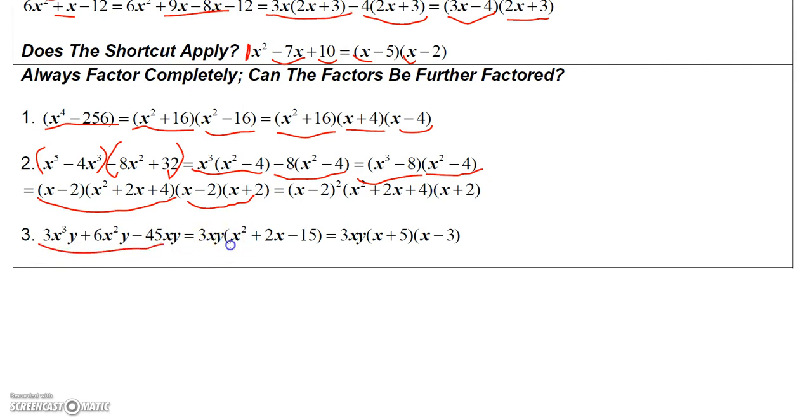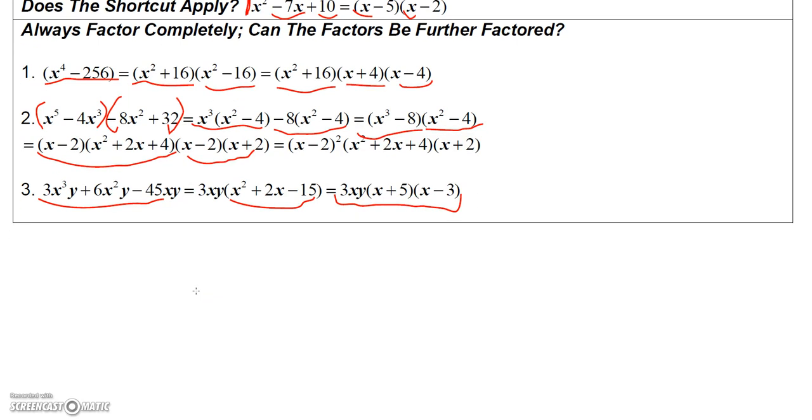And then when I factor out the 3xy, it leaves me with a trinomial of x squared plus 2x minus 15, which I can factor into x plus 5 times x minus 3. So the final factorization would be 3xy times x plus 5 times x minus 3. Well, that pretty much finishes this unit on polynomials and factoring. So happy factoring.